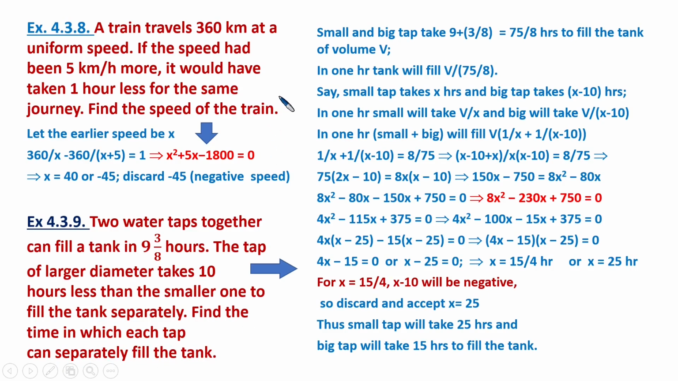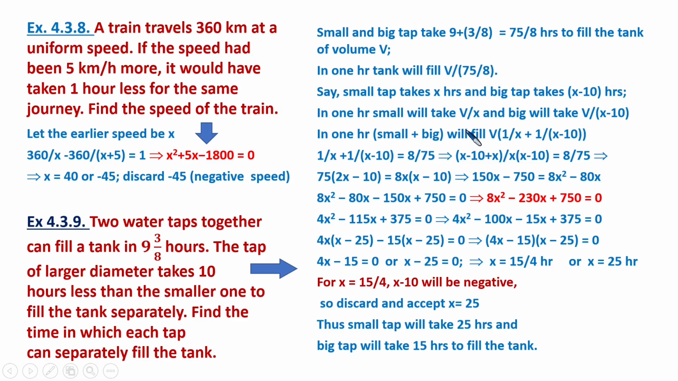This is very easy to do. So how do you do it? Small and big taps together take 9 plus 3 by 8 hours, that is 75 by 8 hours, to fill the tank of volume V. So in 1 hour it will fill V by 75 by 8. So in 1 hour it will be V by 75 by 8. Say the small tap takes x hours and the big tap takes x minus 10, as was mentioned here.